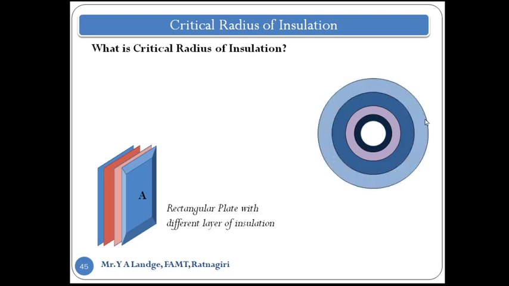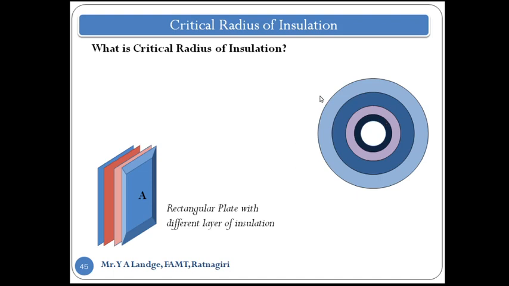When I again add insulation, the area is increased again. So what happened? Here the area exposed to the surrounding is less. Here it increases, here it increases, and here is the largest one. As per our equation, Q is directly proportional to the area, which means that if the surface area on which the heat transfer takes place is increased, Q is increased.